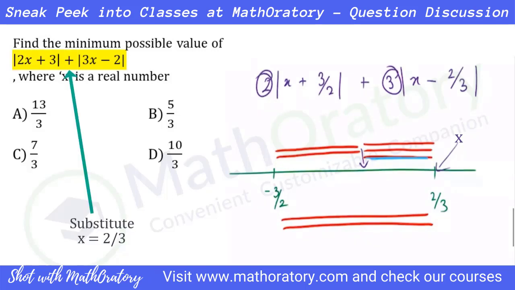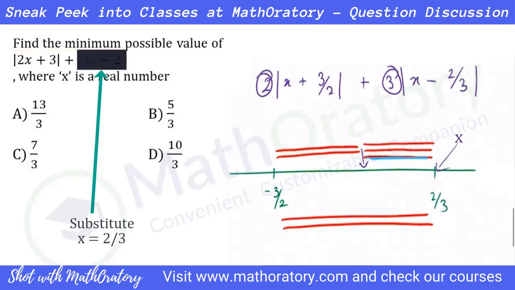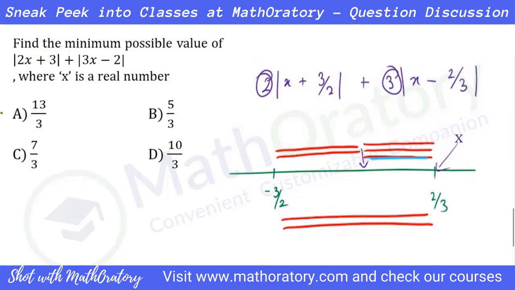If we substitute x equal to 2 by 3, this bit is anyhow going to be 0. So eliminate that. Whatever is the value coming from this will be the answer. So what is the answer? 4 by 3 plus 3, that is 13 by 3.